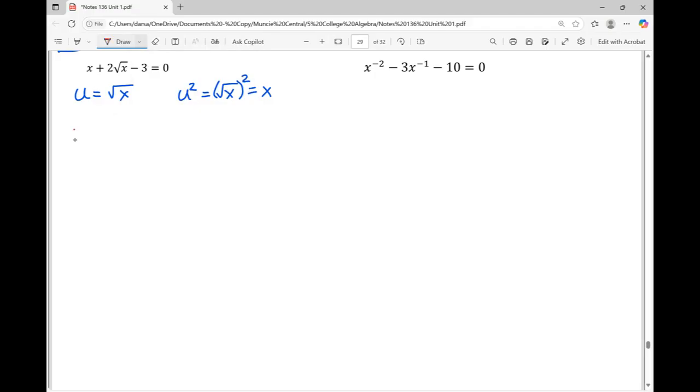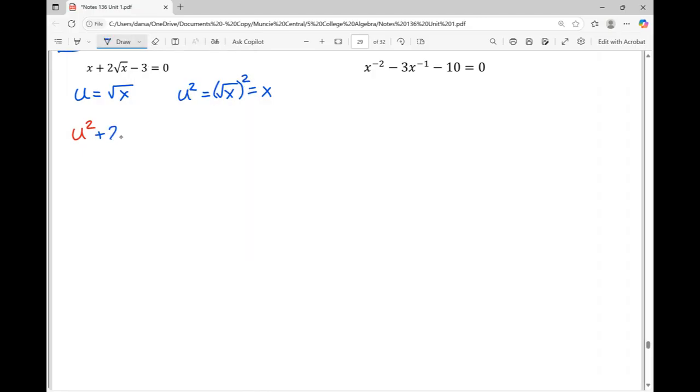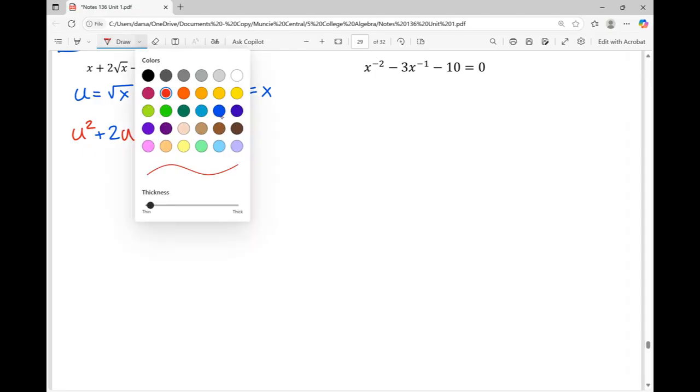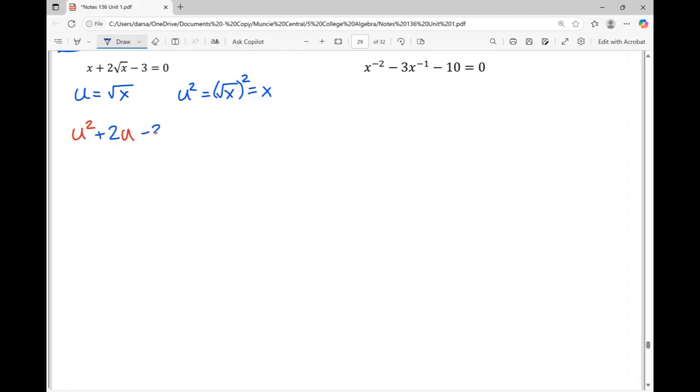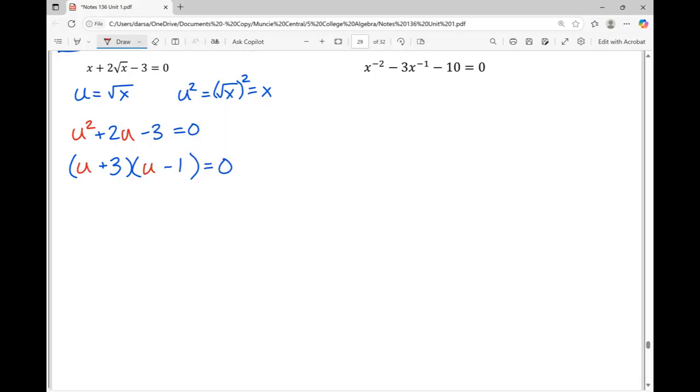That's going to give us u squared plus 2u minus 3 is equal to 0. Now this looks fairly simple, and it is a fairly straightforward factor. So what multiplies to -3 and adds to +2? Well, -3 and 1, and remember our variable here is u.